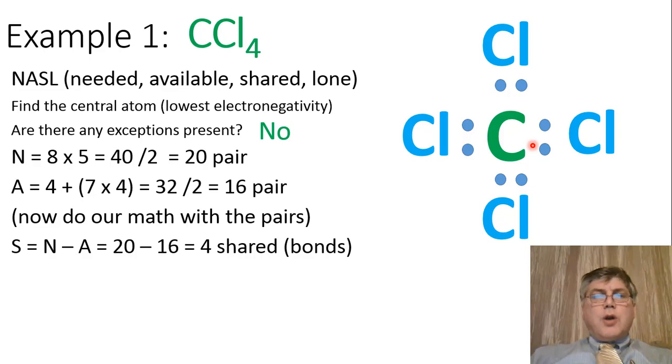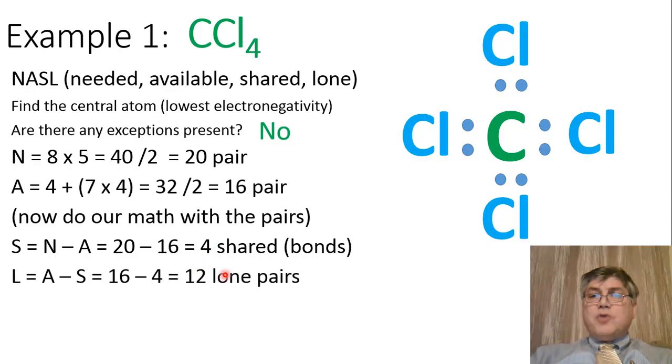Next, we need to look at our lone pairs. How many are not participating in bonding? So we have 16 pairs available, and we're only sharing 4, so 16 minus 4 means we have 12 lone pairs. The rule for placing lone pairs is to place them around the outside of the outer atoms, keeping in mind the rule of 8.